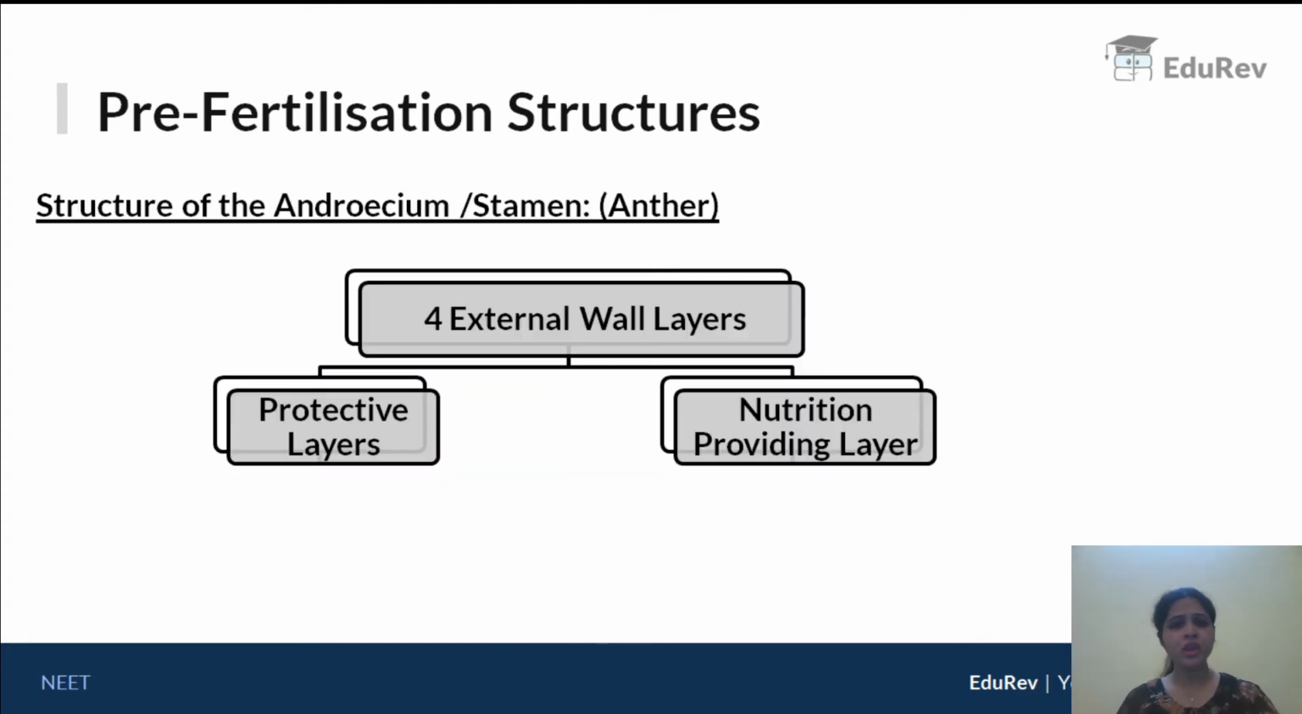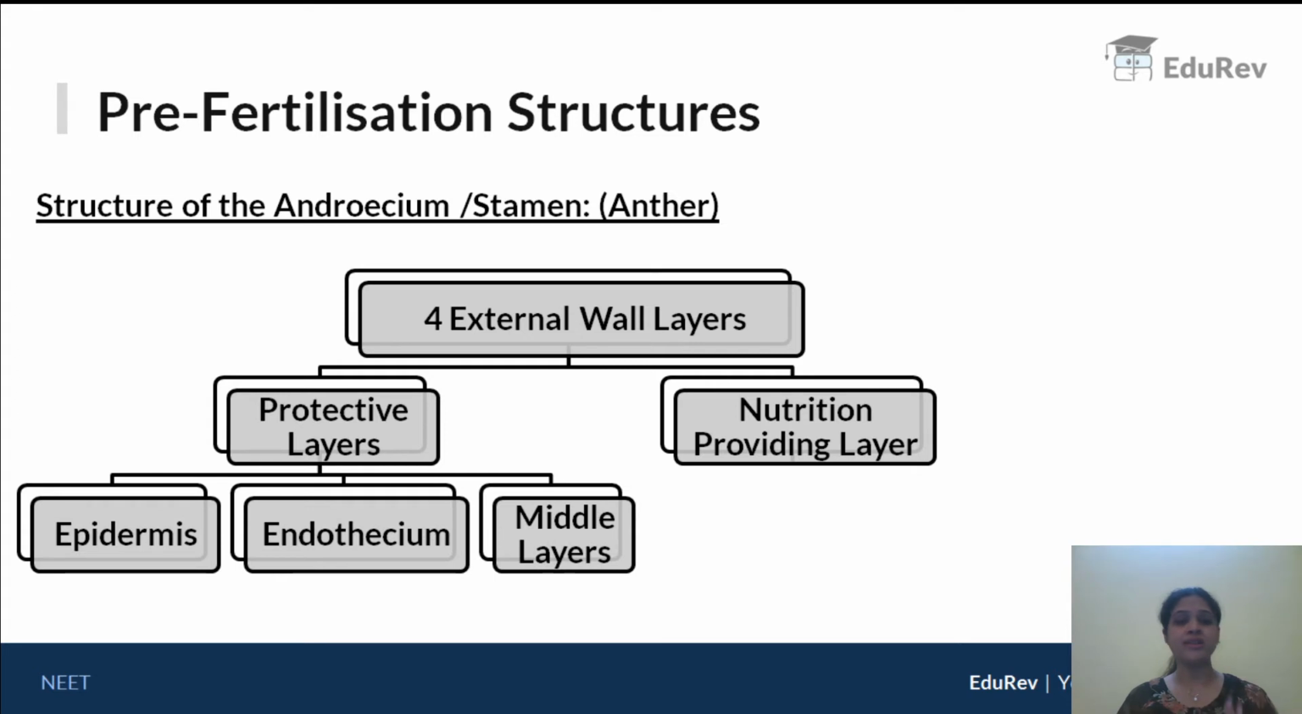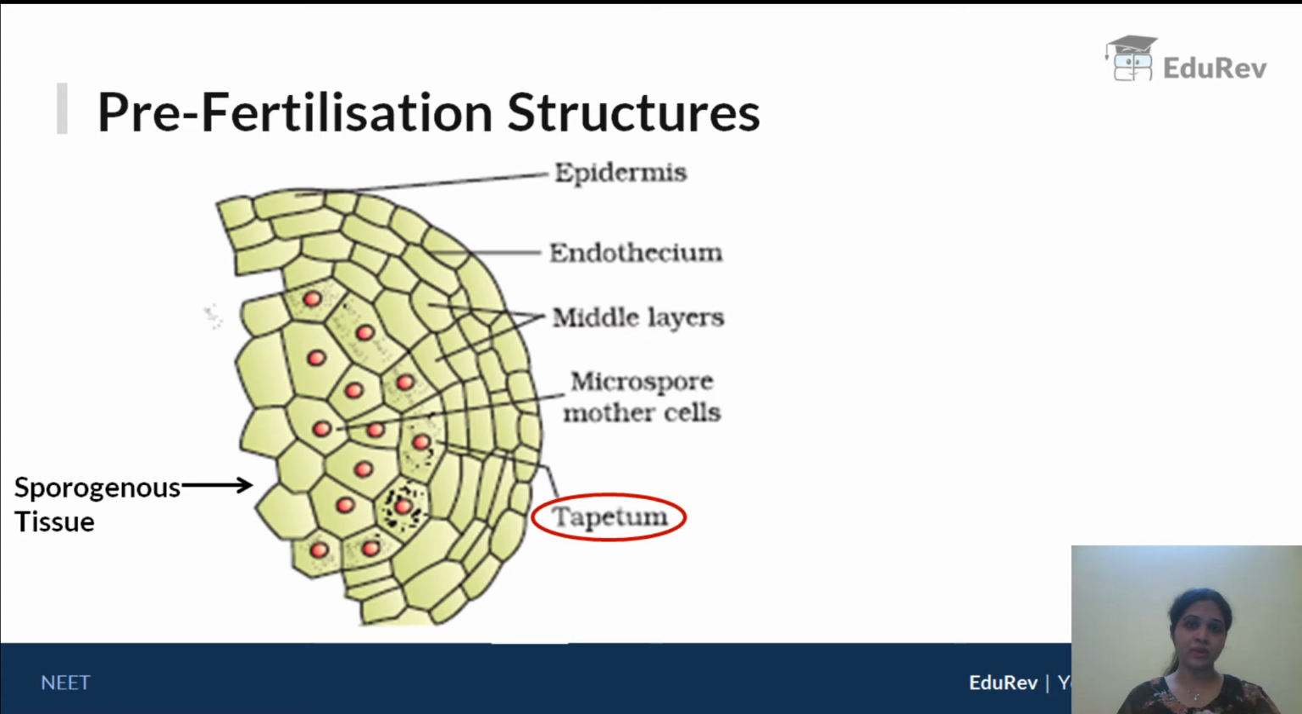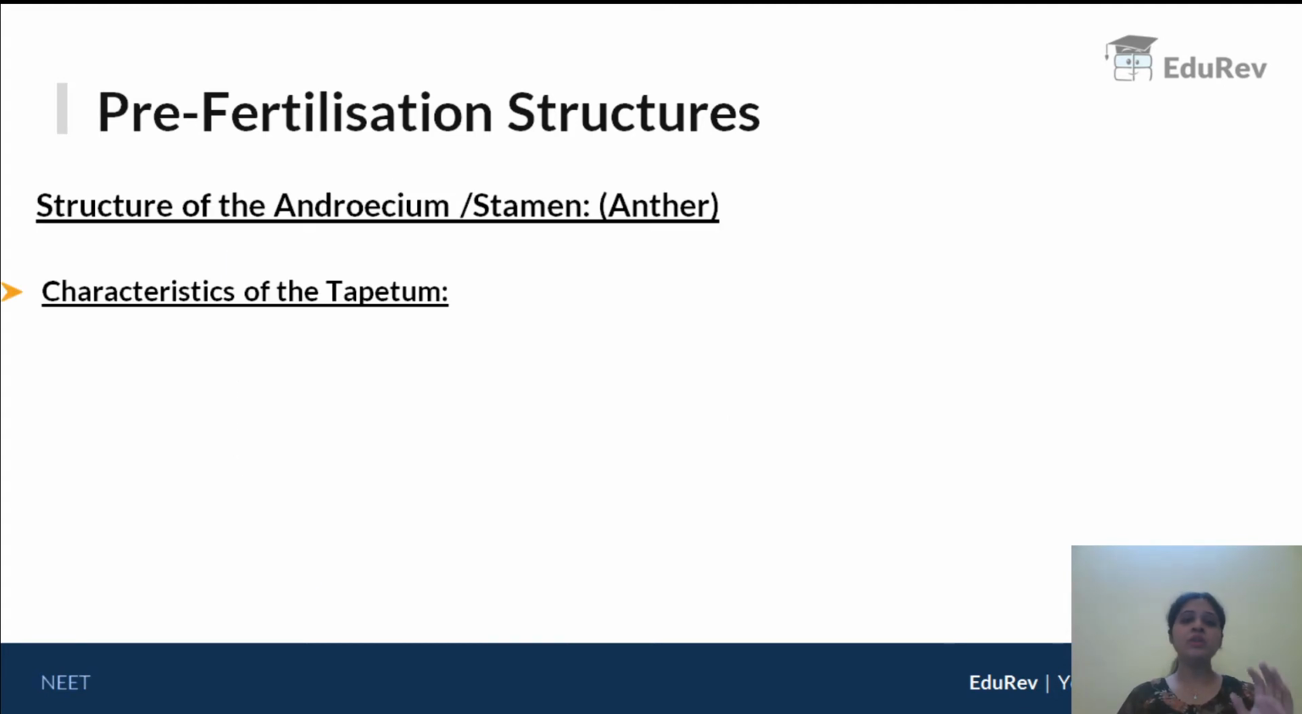So if we have an overlook of this, the four external wall layers, three of them being protective, that is the epidermis, the endothecium and the middle layers. Finally, the nutrition providing layer is nothing but the tapetum. So let's look at the characteristics of the tapetum a little bit further. Tapetum is very close to the sporogenous tissue, giving rise to the pollen grains. So the first characteristic of the tapetum is that it is nutritive.